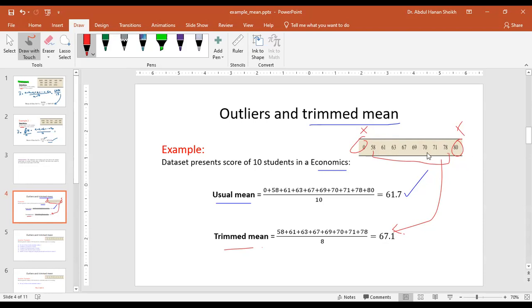So the same numbers, same data can represent a different situation. For example, the scores of my 8 or 10 subjects. So this looks better, and this is given.